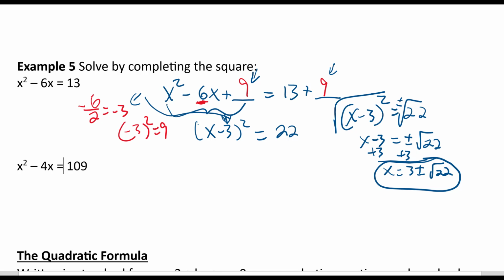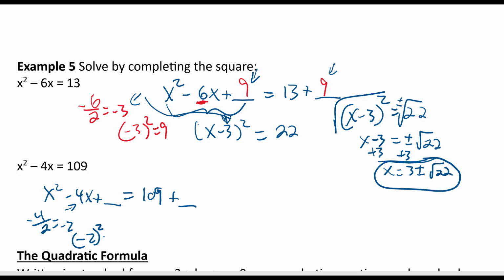So in this, I'll have my x squared minus 4x plus some blank will equal 109 plus the same blank. Again, the coefficient of x is negative 4, so we divide that by 2 to get negative 2. And negative 2 squared is 4. So I'm going to put a 4 here and a 4 here.